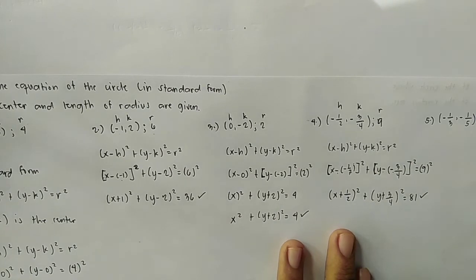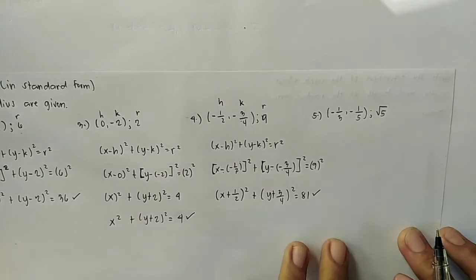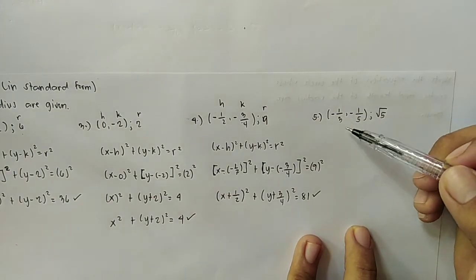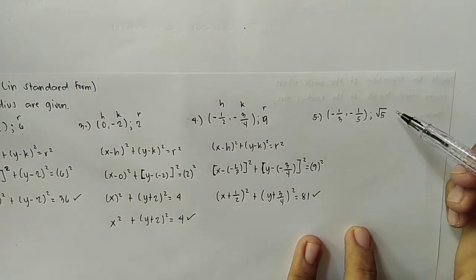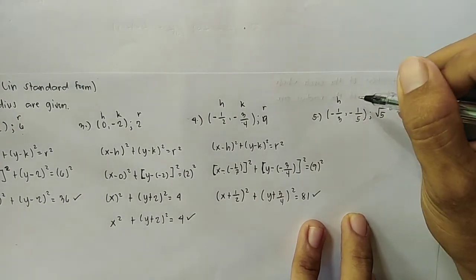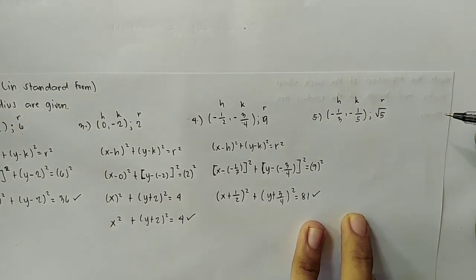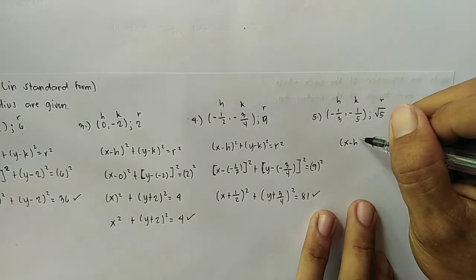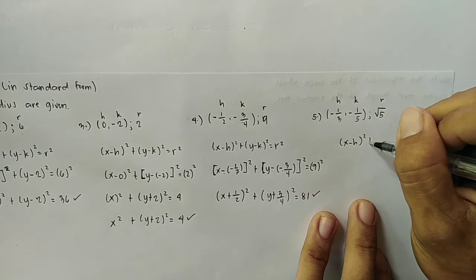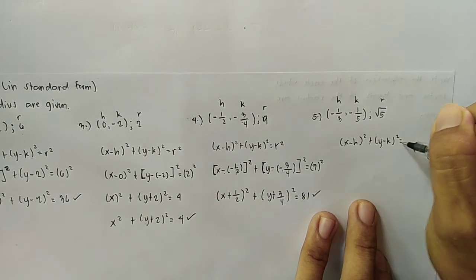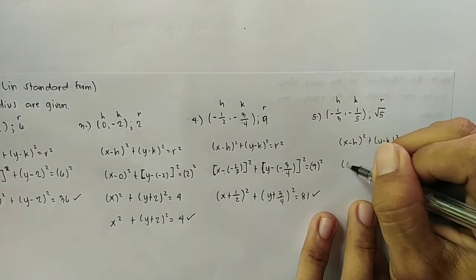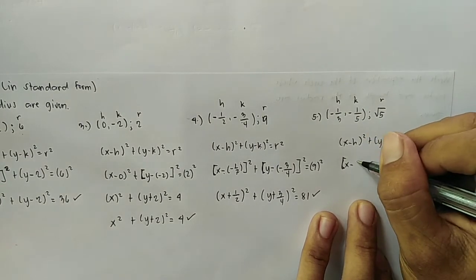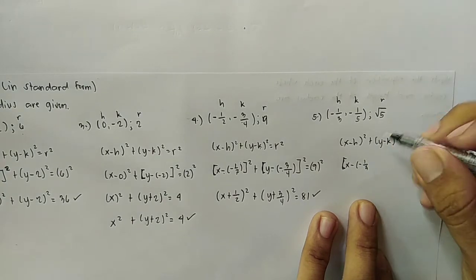So that's it. Okay, for the last example, let us have example number 5, the last example for this video. We have negative 1/3, negative 1/5, and square root of 5. So again, identify the h and k, and then the radius. Then substitute that to the standard form of the equation of the circle, which takes the form of (x minus h) squared plus (y minus k) squared is equal to r squared. So our h is negative 1/3. So again, let us use brackets to avoid confusion. Then replace with negative 1/3.